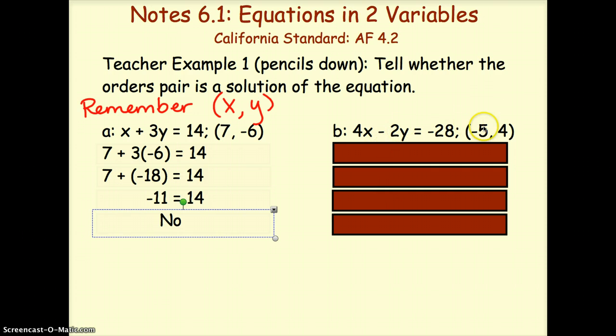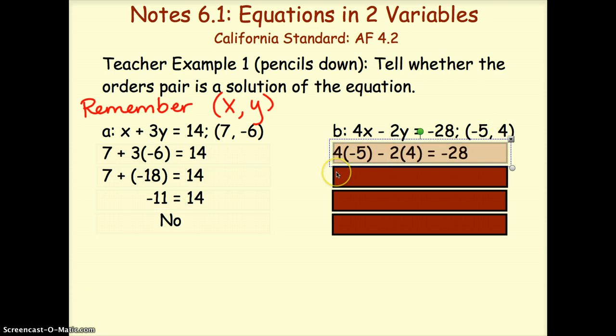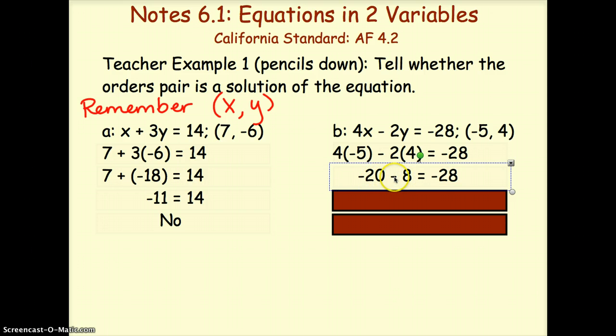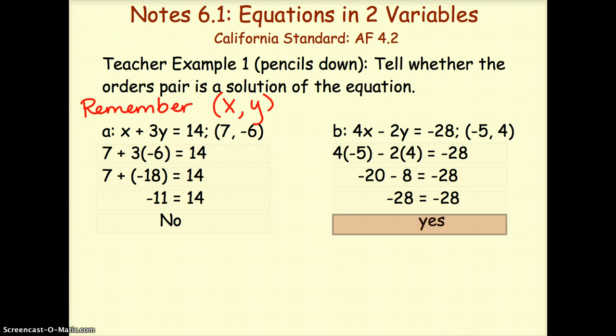Now we can go ahead and check this one here. Plug the -5 in for x, the 4 in for the y. Multiply. Now, of course, we can't subtract when working with negatives, so we'd skip, change. -20 plus -8 is, of course, -28. So our answer here is yes.